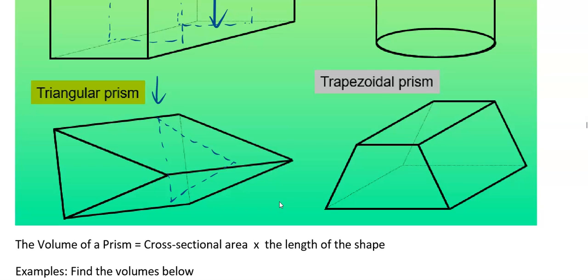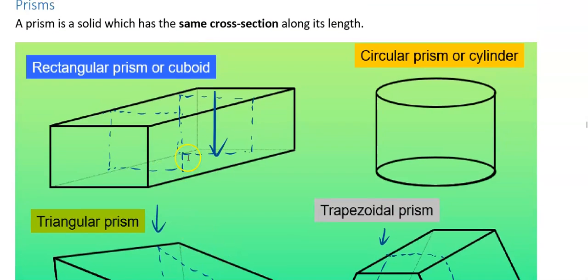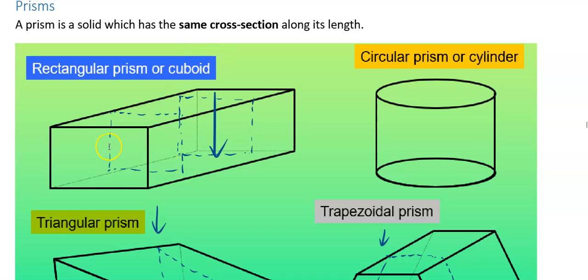Or if I slice this one down here, it would have very roughly the same shape, the same shape all the way through, but you can see I've done a very rough diagram. So slicing it all the way through, it's the same, what's called cross-sectional area, all the way through.